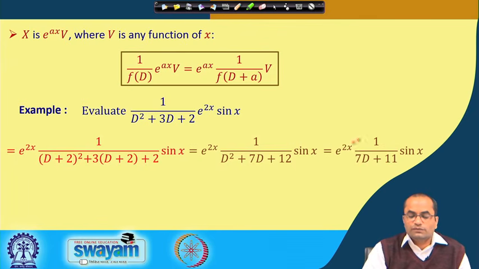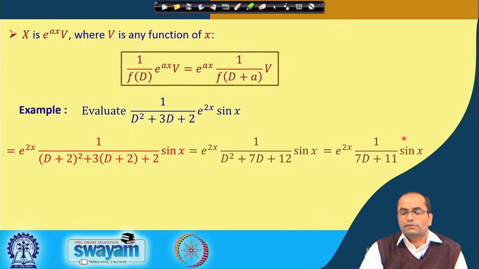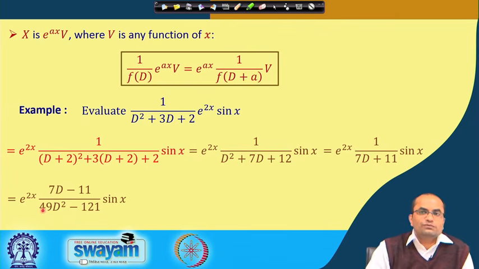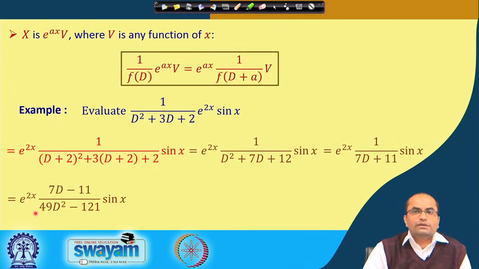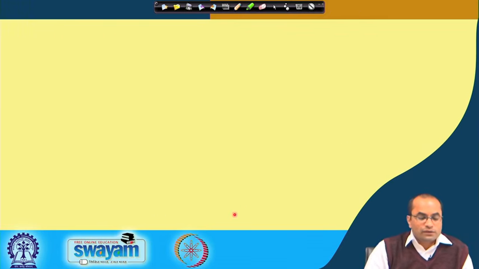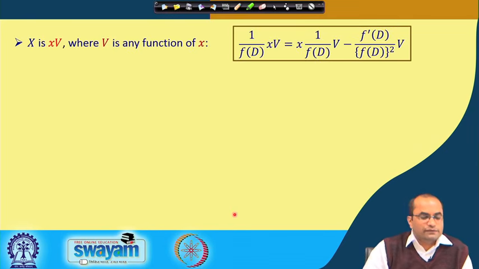So, we will get 1 over 7D plus 11, and then we have to multiply here 7D minus 11 divided by 7D minus 11 to get this D square again there, and this sin x again here. This D square will be replaced by minus 1, and then this operation we can apply on this sin x to get this result. Well, so this is the final direct formula which can be used, and we are not providing the proof now.